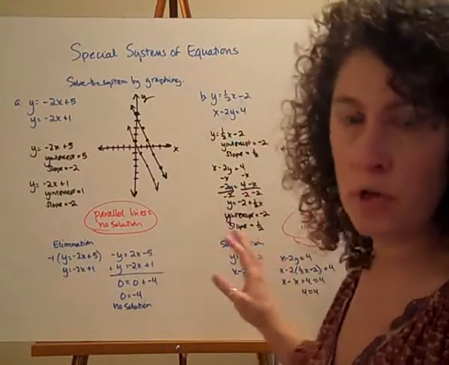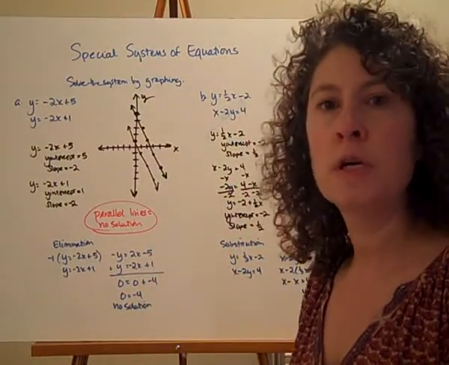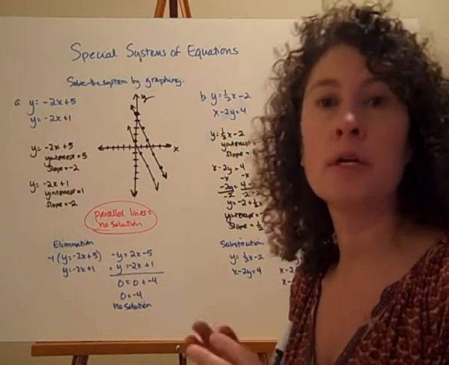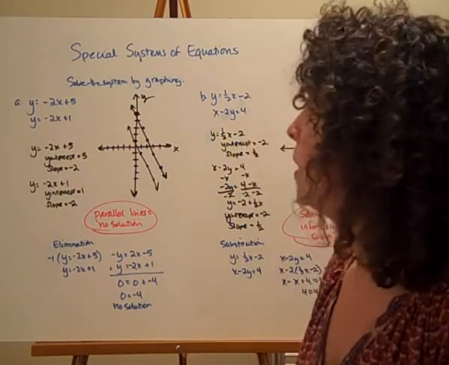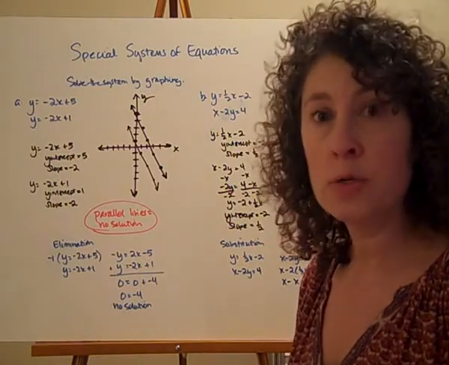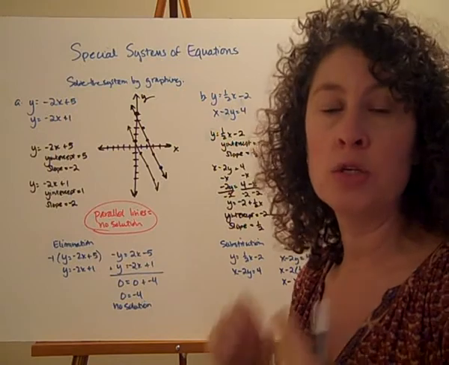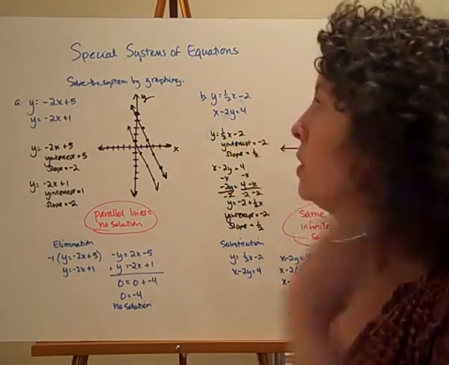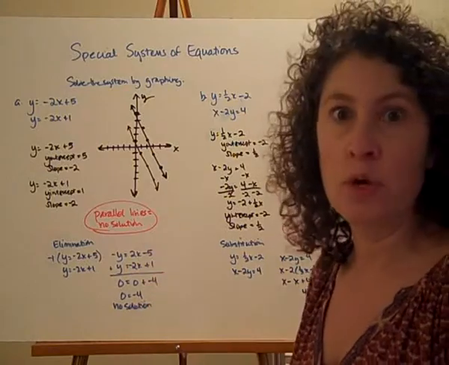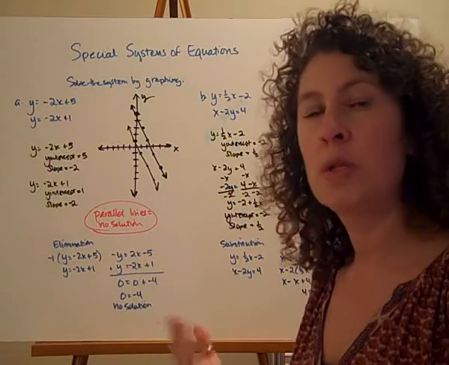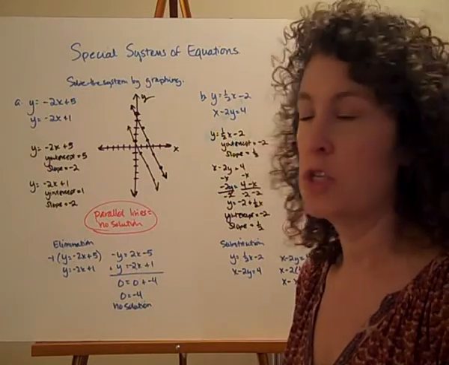Special systems of equations. So we've been solving systems of equations, two or more equations that are happening at the same time. We've solved them by graphing, we've solved them by substituting, and we've solved them by elimination using addition and then elimination using multiplication. So now we're going to look at some special systems of equations, and we've seen special solutions before, and this is what they look like in a system of equations.